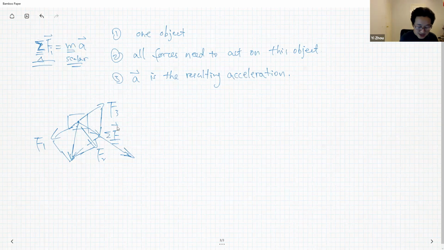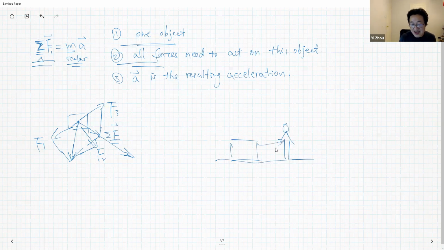But when we use Newton's second law to solve problems, we need to remember these two points. There's one example where a person is trying to drag this. Now, let's wait. Let's talk about Newton's third law first before we go to this example, okay?